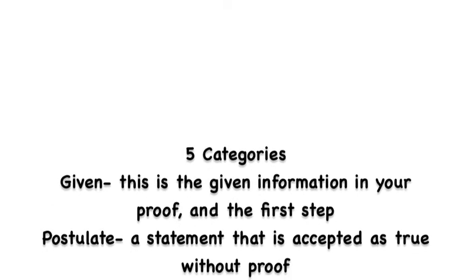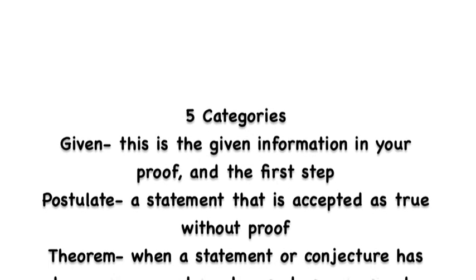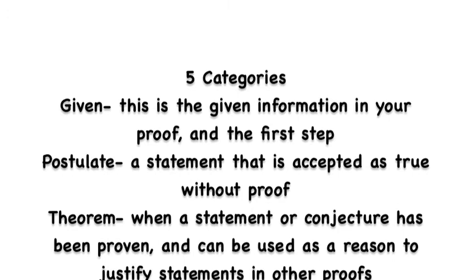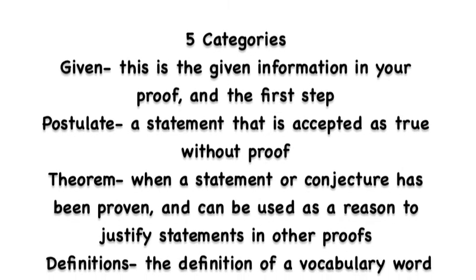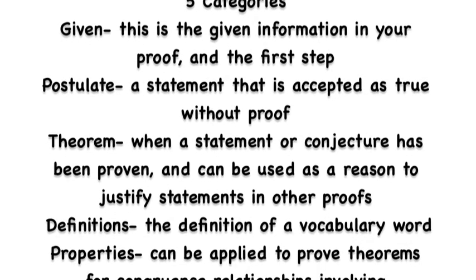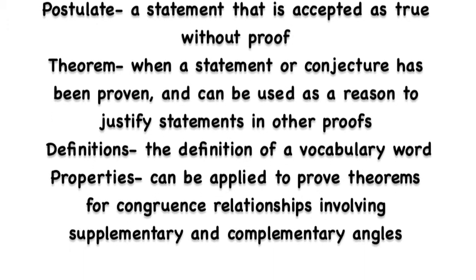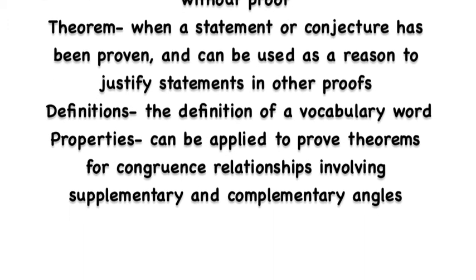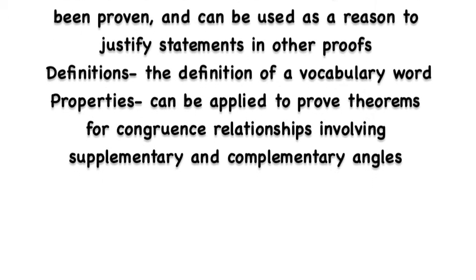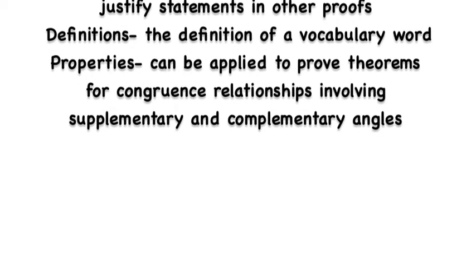There are 5 categories. The first category is the given. This is the given information in your proof and the first step. Postulate: a statement that is accepted as true without proof. Theorem: when a statement or conjecture has been proven and can be used as a reason to justify statements in other proofs. Definitions: the definition of a vocabulary word. Properties can be applied to prove theorems for congruence relationships involving supplementary and complementary angles.